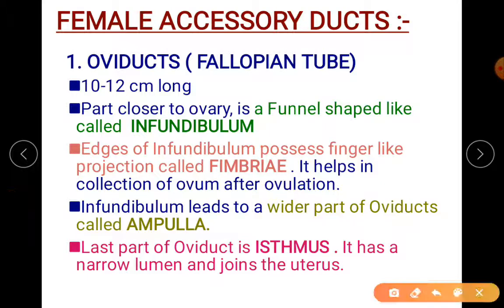Okay, so you have understood the part closer to the ovary, which is funnel shaped. One mark question: what is infundibulum? It is a funnel shaped structure close to the ovary, called the infundibulum. Now the edges of the infundibulum possess finger like projections, as I showed before, called fimbriae. Why is it needed? It is needed for the collection of ovum after ovulation.